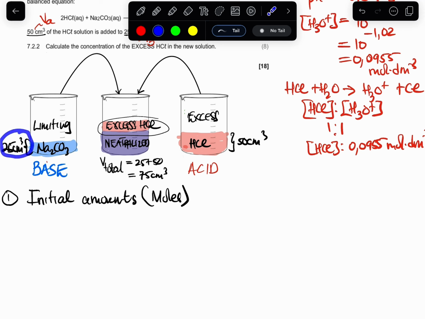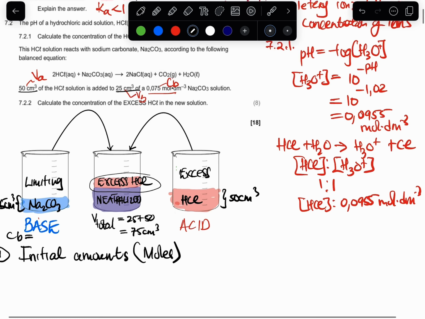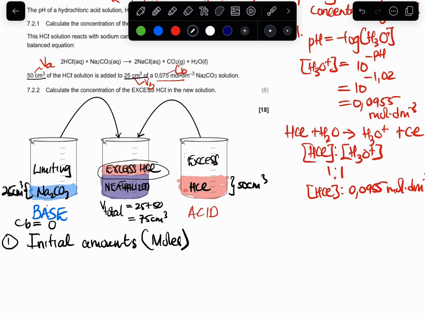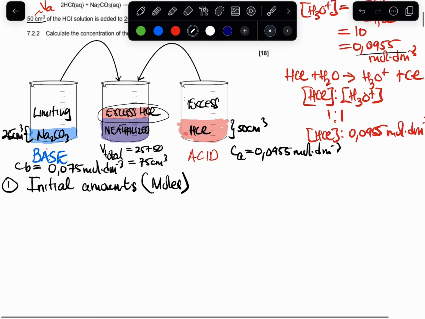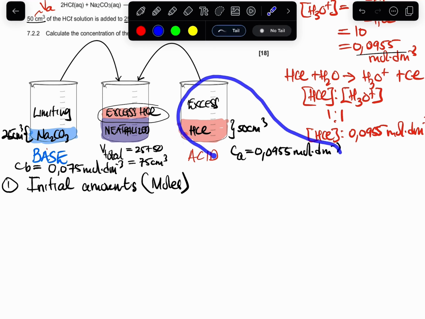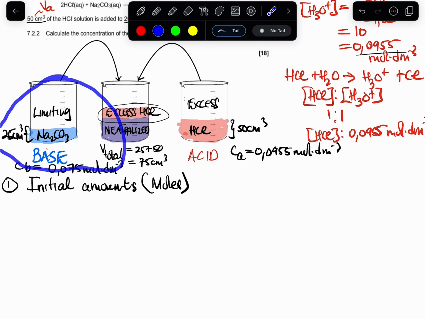So I have the volume and I was given the concentration. The concentration of this base was 0.075 mole per dm3. And here I was given the concentration of the acid as well, the one that I calculated there. It's going to be 0.0955 mole per dm3. So I'm converting these amounts that I'm given into number of moles.